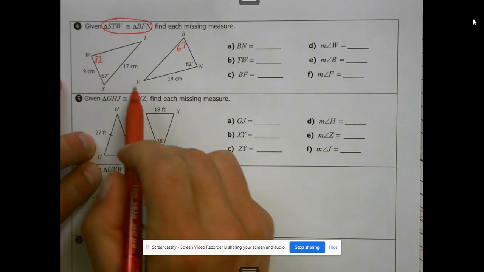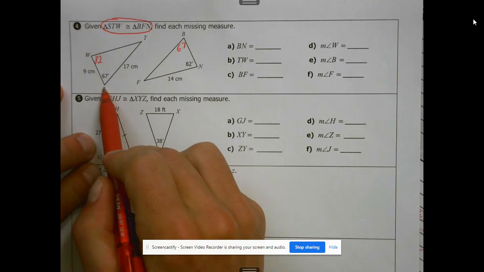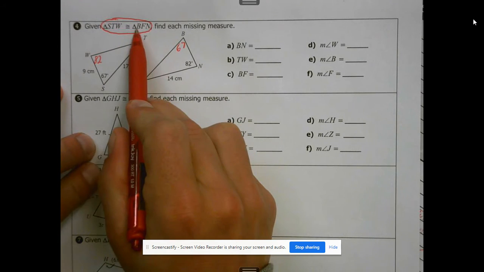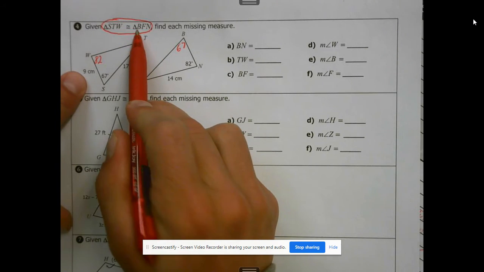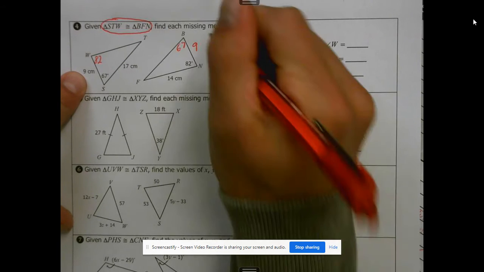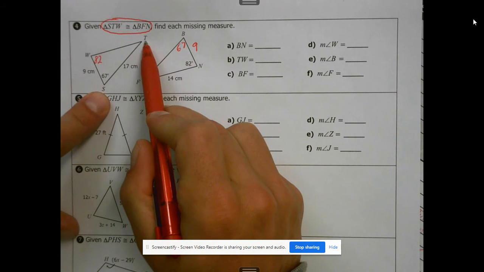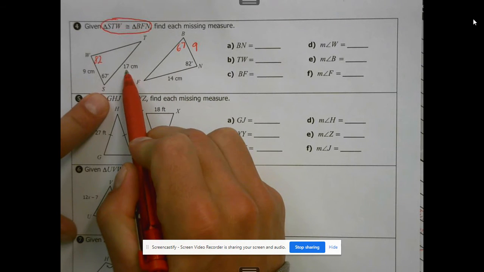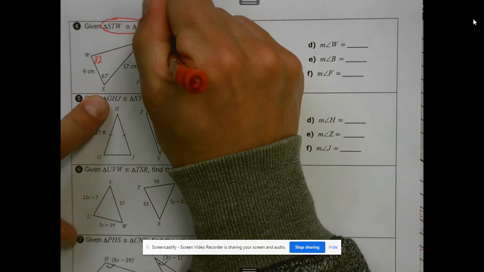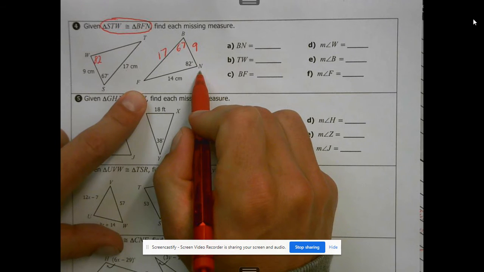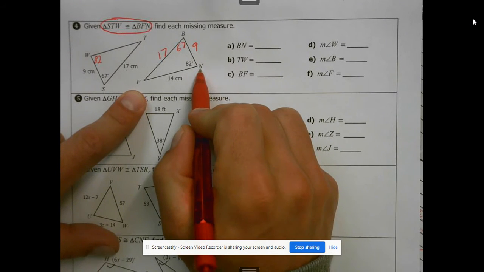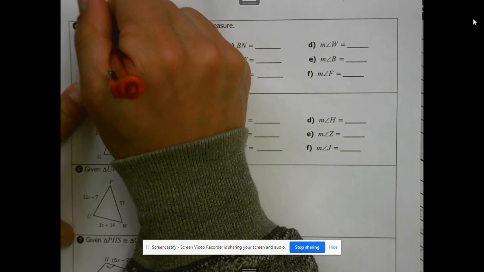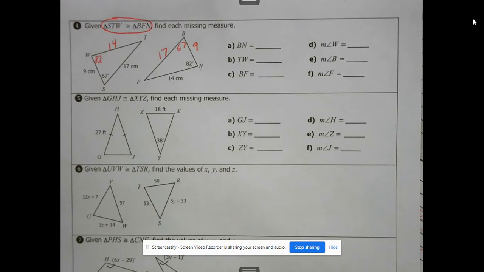Let's see some sides here. WS matches with NB. So if WS is 9, NB has to be 9. ST matches with BF. So if ST is 17, BF has to be 17. And then over here, I notice that FN matches with TW. So if FN is 14, TW has to be 14.